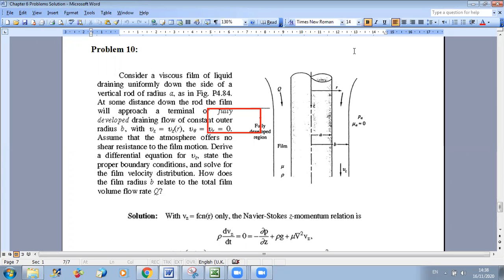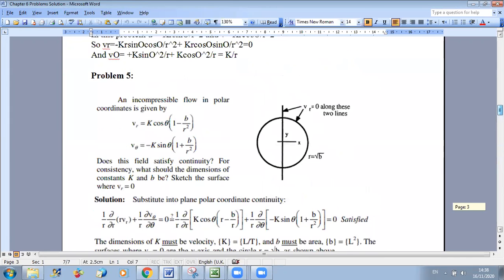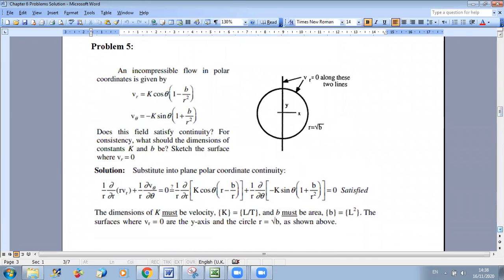Thank you, doctor. Because we still have time, I will solve a problem we didn't finish earlier, on continuity. Problem 5. We have an incompressible flow in polar coordinates given by Vr equals k cosine theta times (1 minus b over r squared), and V theta equals minus k sine theta times (1 plus b over r squared). Does this field satisfy continuity? Second, for consistency, what should be the dimensions of k and b? And finally, sketch the surfaces where Vr equals 0.